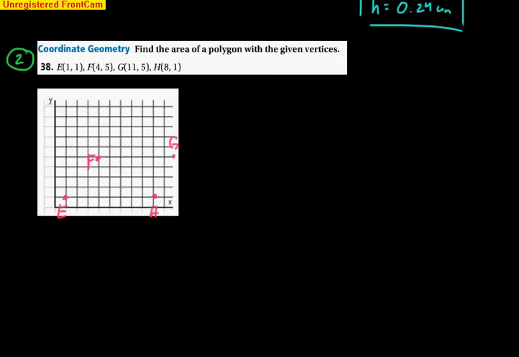Oh, sorry, I counted H too far. I apologize. Undo. I counted over to 9. It's only 8. 1, 2, 3, 4, 5, 6, 7, 8. 8, 1 right here. And there's the picture. And this is a parallelogram.